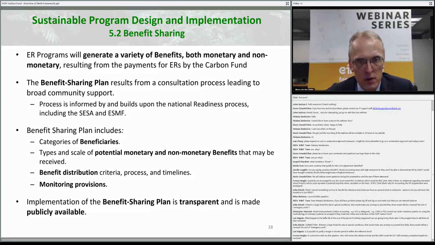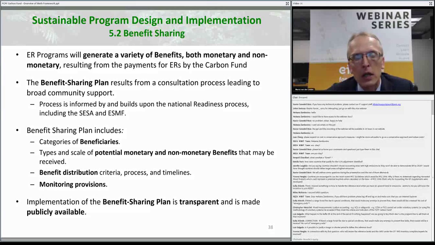You could make cash payments to certain beneficiaries, for example, payment for environmental services, or you can use that money to pay for and support certain activities. So that will be the sort of non-monetary results. Now, as part of the methodological framework, as part of the requirements of the Carbon Fund, you need to define a benefit sharing plan, which defines how these benefits will be shared.